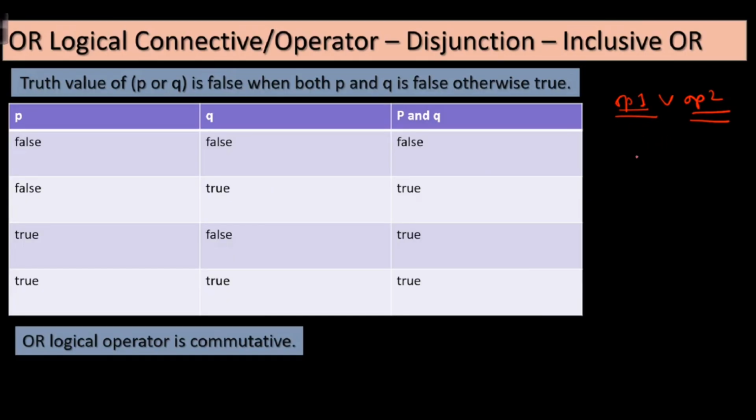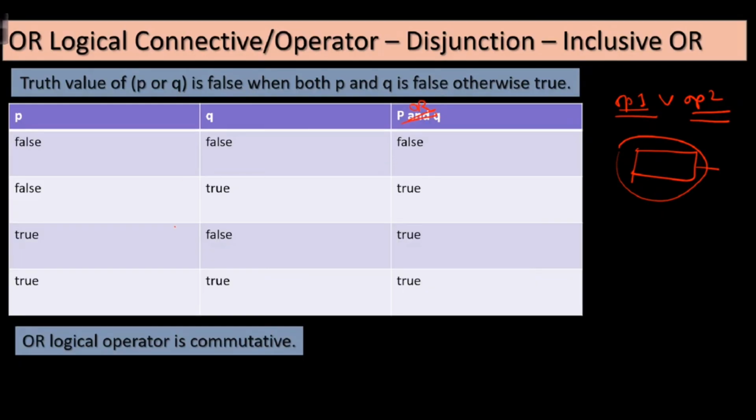OR behaves like this: if any of my operands is true, then the resulting expression would be true. That's what the behavior of OR is. Okay, this is OR, not AND. This is OR.